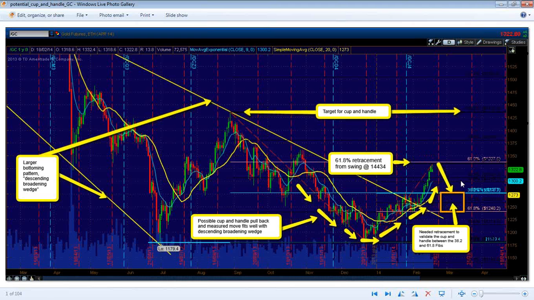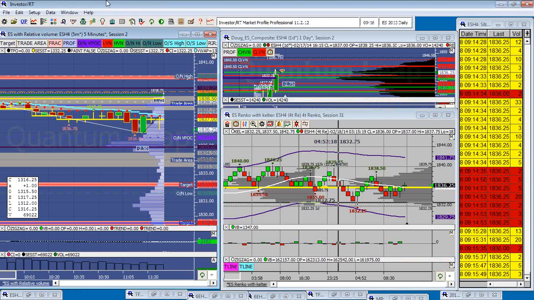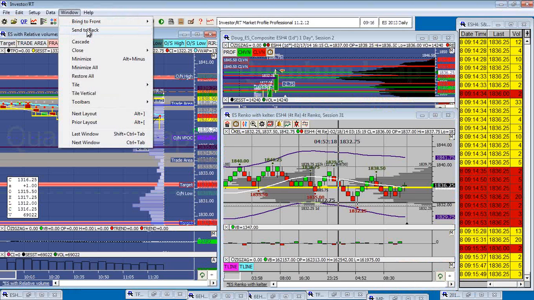If we break the 1300, I would look for the move down to validate the handle, and you could ride that down with targets just above this 38.2 retracement, or somewhere above the 61.8. Now the interesting thing is that 61.8 is the microcomposite VPOC. So let's take a look at what that looks like on the composite chart.